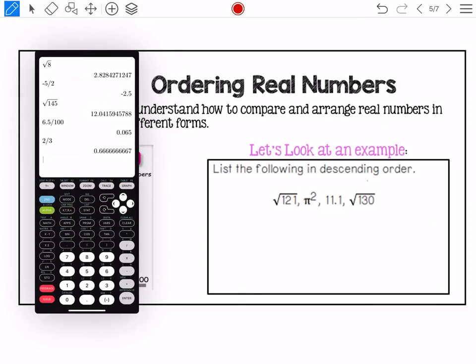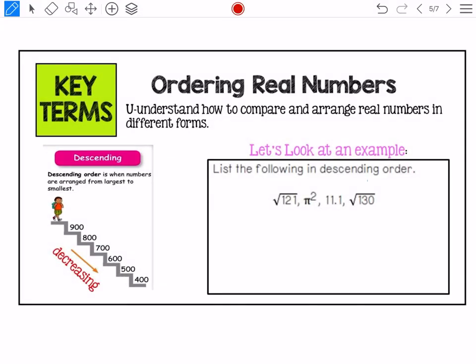Okay, so let me get my calculator out of the way so you can see. Okay, so here the example says list the following in descending order. And if you notice, the poster over here is the opposite of what we were just doing. Descending order is when numbers are arranged from largest to smallest, or greatest to least.